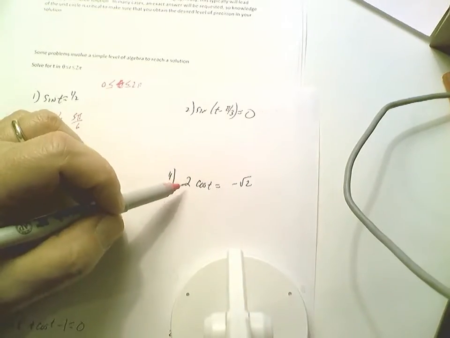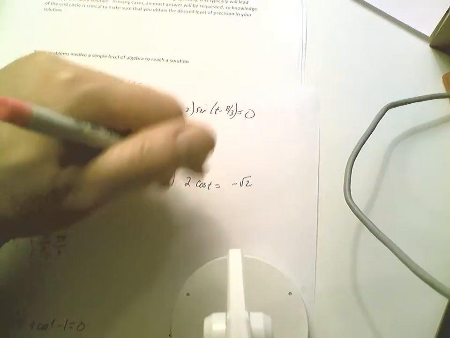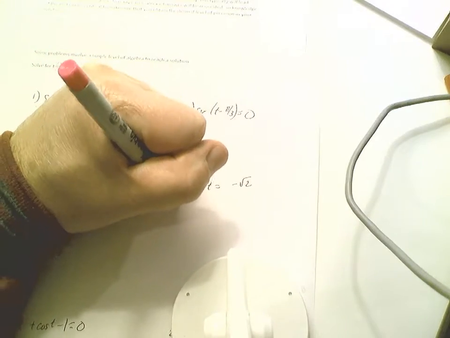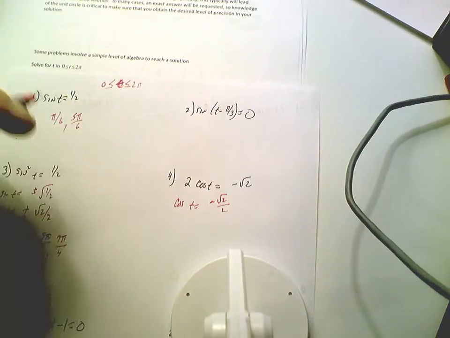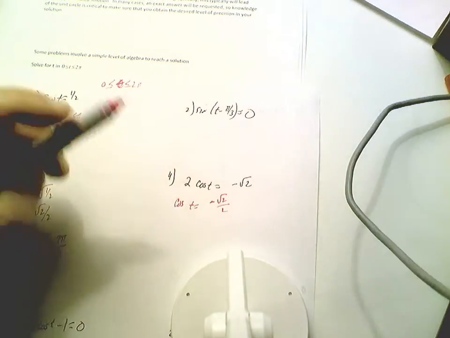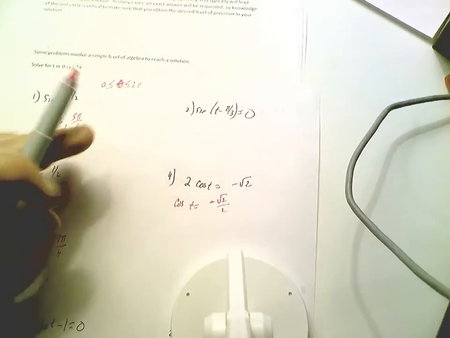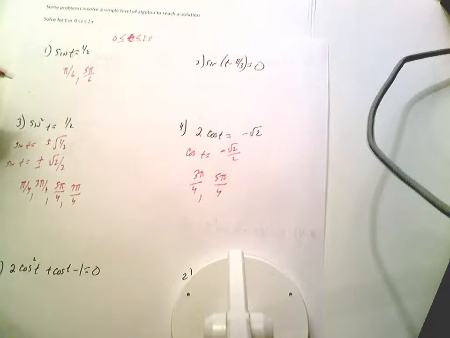Let's look at this problem. 2 cosine t equals negative square root of 2. Divide each side. Cosine of t equals negative root 2 over 2. What are we looking for this time? X coordinates that happen to be negative root 2 over 2 on the unit circle. Quadrants 2 and 3. 3 pi over 4, 5 pi over 4. Now, let's do the last one.